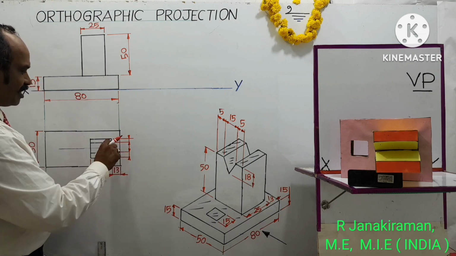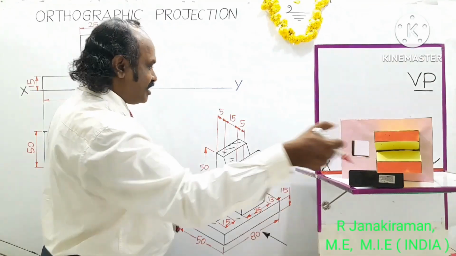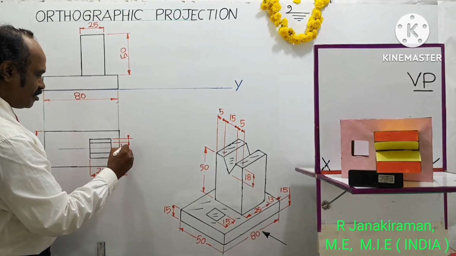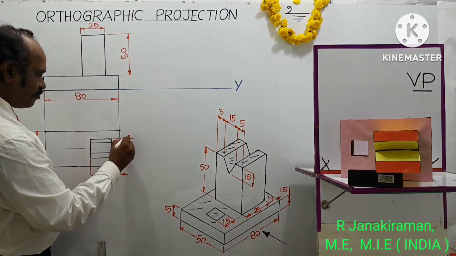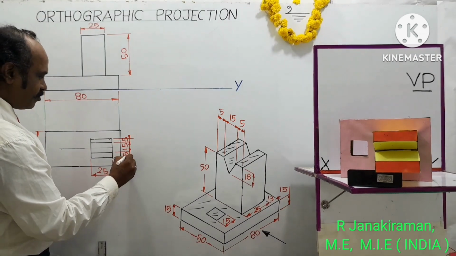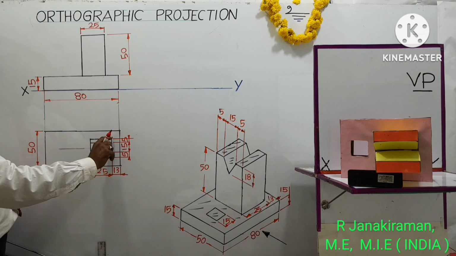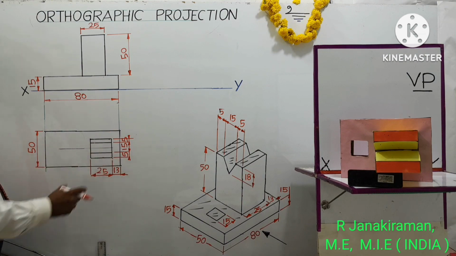So between the gap, the yellow portion will have a distance equal to 15 mm. 15 should be written like this, and this is 5 mm. This is another 5 mm. So 15 plus 5 plus 5 will be 25 mm, equal to the square.